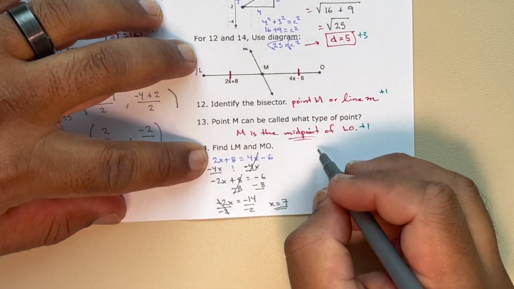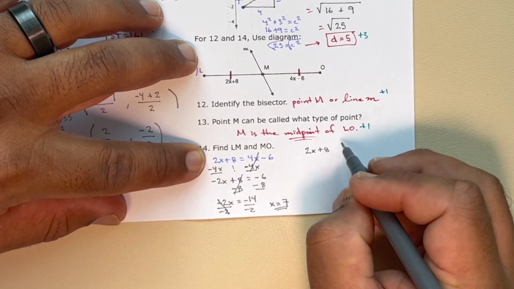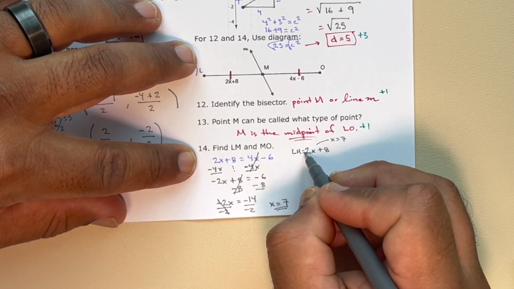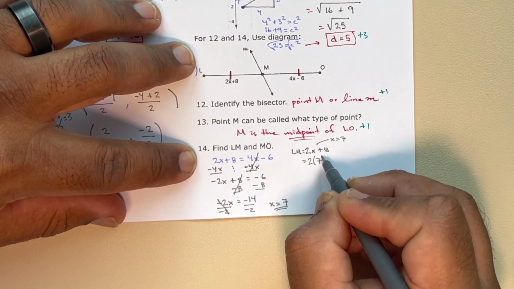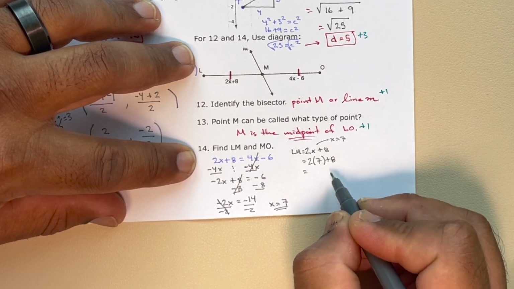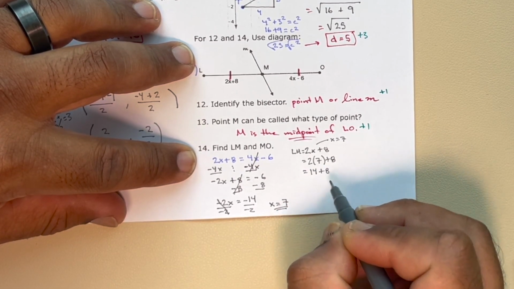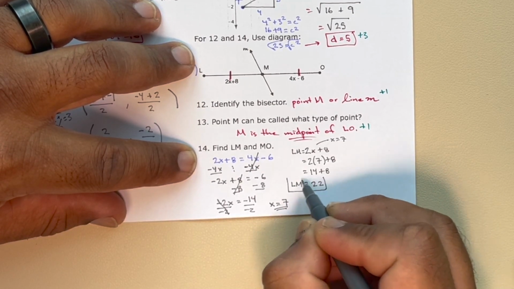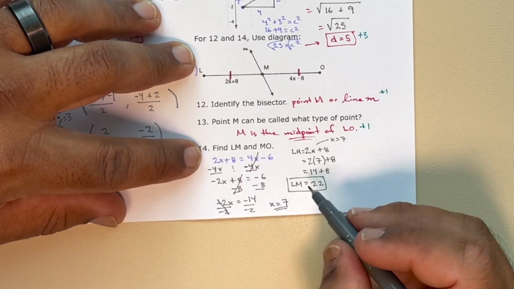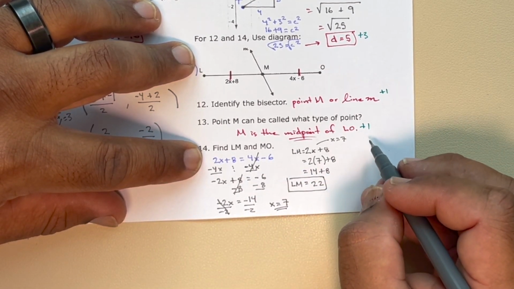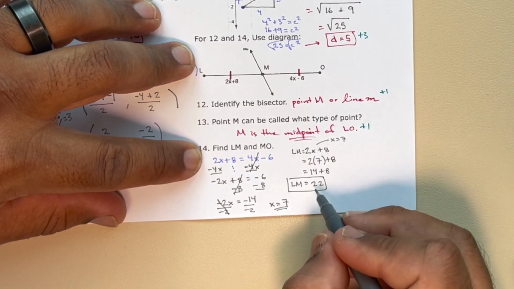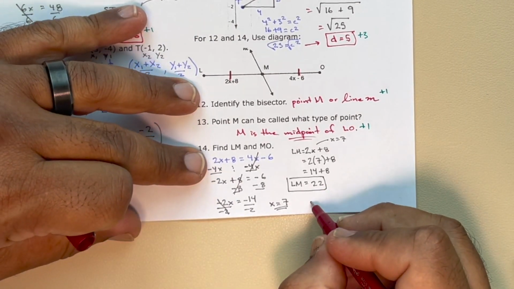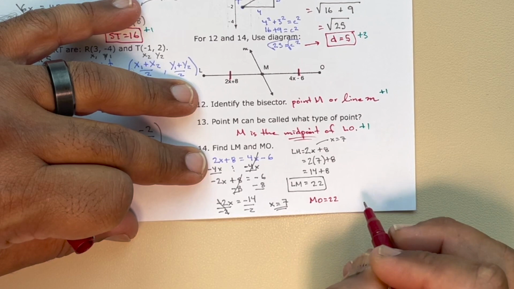So I'm going to take 2x plus 8. I'm going to put in x equals 7 for it, and that will tell me LM. So 2 times 7 plus 8. 2 times 7 is 14, plus 8 equals 22 for LM. Then I have MO. Wait a second. If those are the same, I just found MO. It's the same length, right? MO should also equal 22.